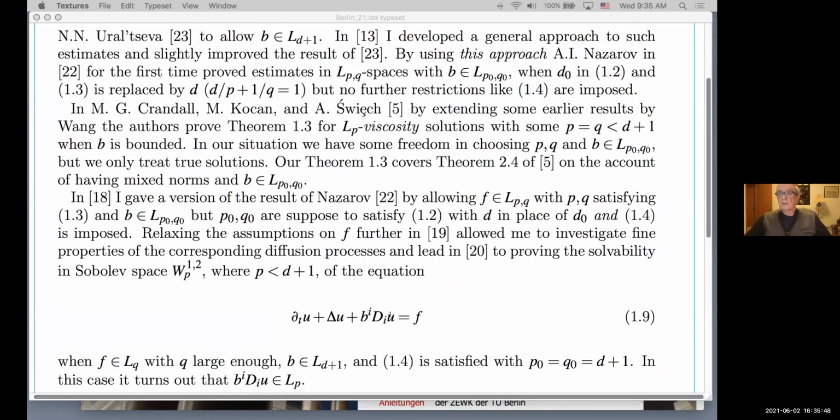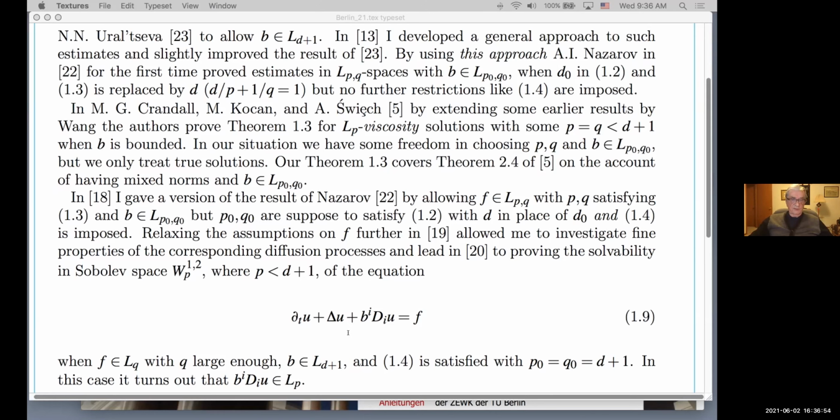One more result which I want to mention is that there is a recent paper of mine where I considered this F in LPQ. No, wait, forget about LPQ. Consider this equation, and B is in LD plus 1. What are the difficulties? I said that I can consider even B in D0 plus 1, but satisfying condition 1.4.